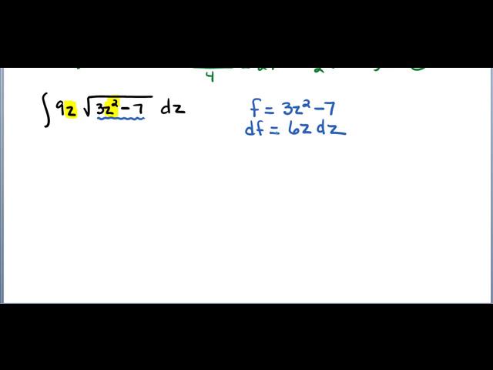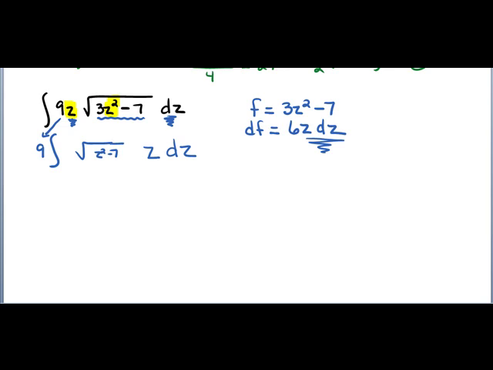So let me rewrite a few things and watch what I do. I always get in the habit of putting the coefficients just out front. I need this z to go with this dz because I have a z dz that I need to worry about. So I'm going to bring that down here and put it with the dz, and then I'm going to have the square root of 3z squared minus 7, which we called f.